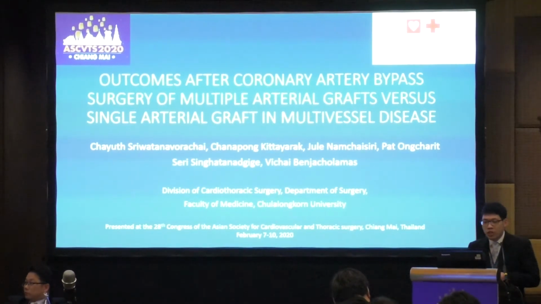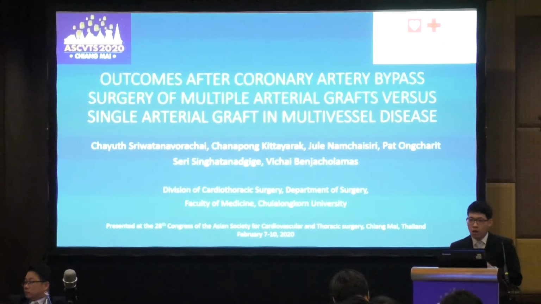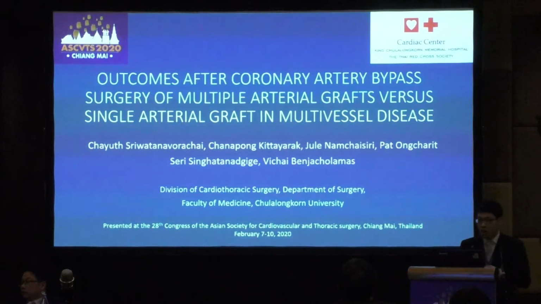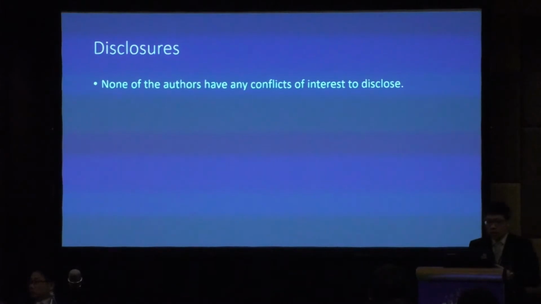What is the optimum secondary conduit for CABG? Artery or veins? This question is so simple but important and hard to answer. I have nothing to disclose.